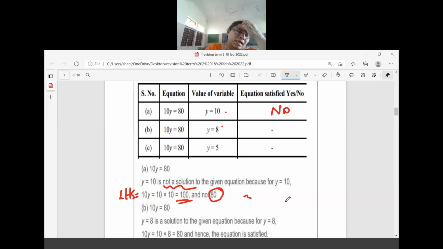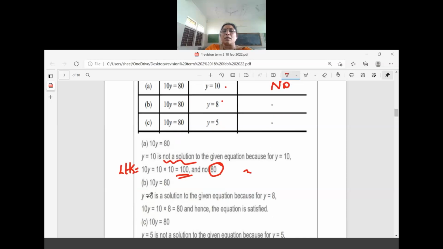When the question asks to check the solution and it is a solution, we say yes only. Or if the question asks to check another number, whether it is a solution or not, then you should show the steps also. So here 10 is not a solution, and we have shown it by the steps.